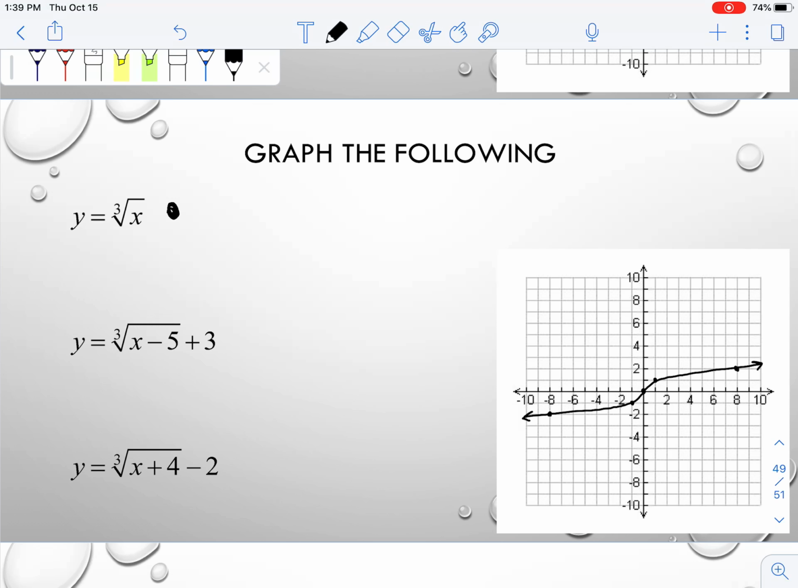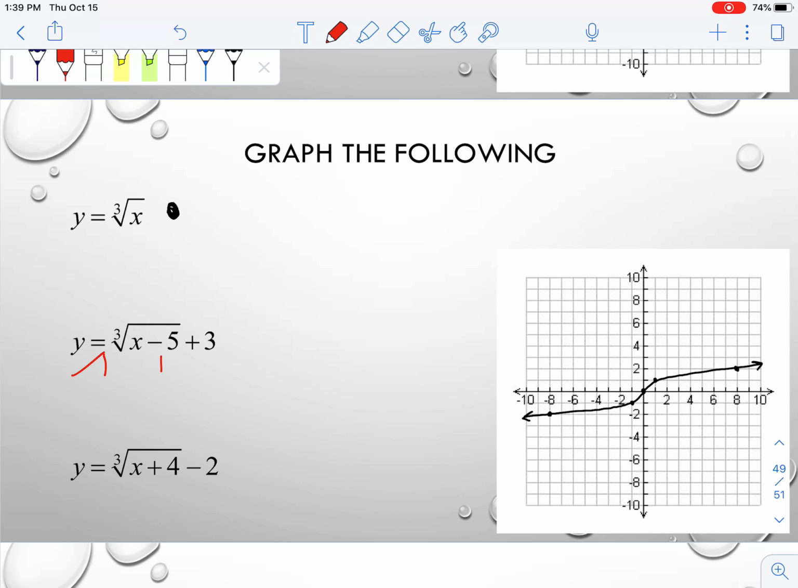Okay, the second one we'll do over here. So what's happening? There's no reflection; it's going to face the same direction. If it were negative, it would go this way. That's the only difference. That's how it would flip. We don't have to worry about that. It's going to face the same direction as the parent. There's no vertical stretch or compression.